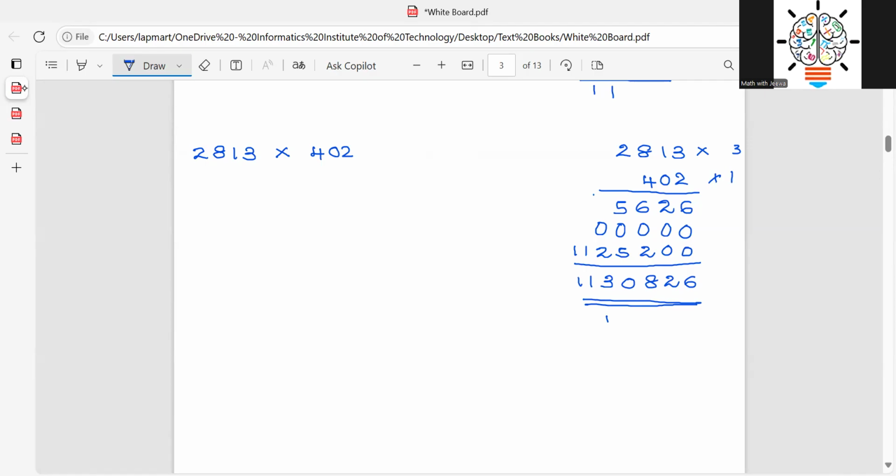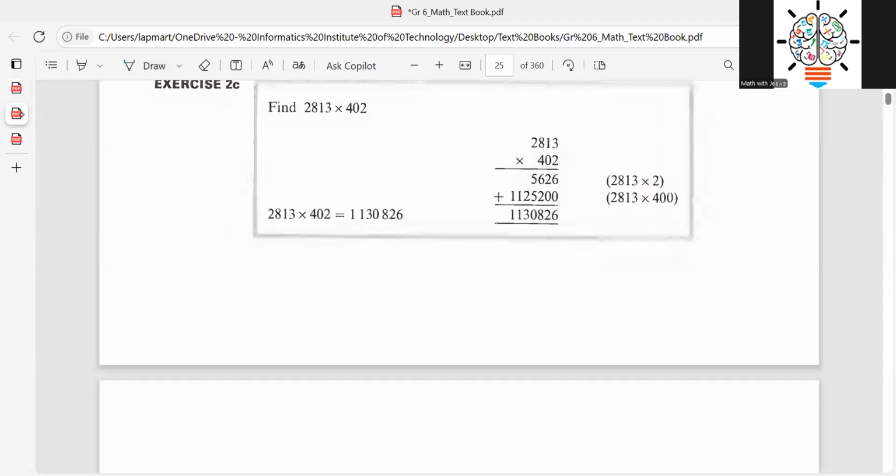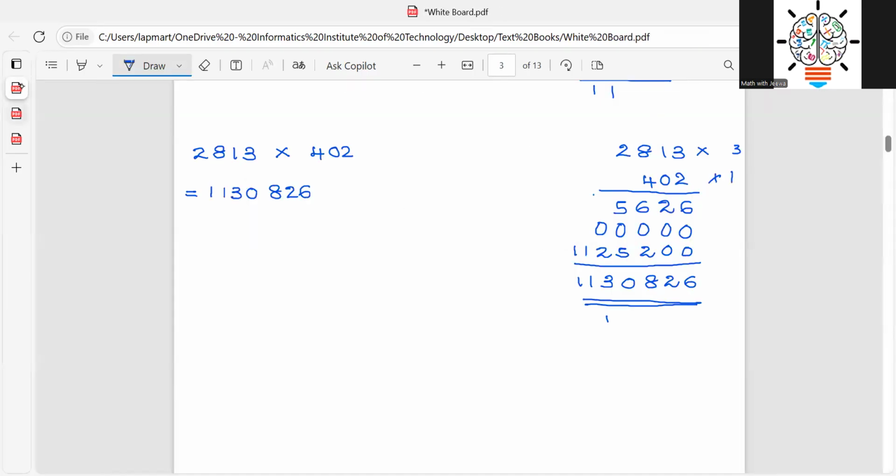2813, when you multiply by 402, it gives me 1,130,000. So then here I write 1,130,826. Right? This is how you write the answers.